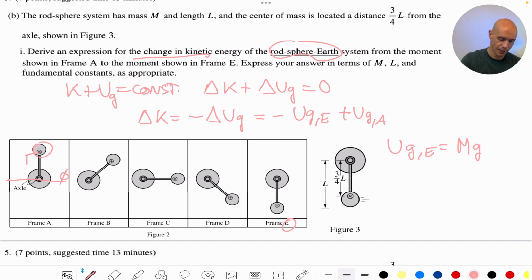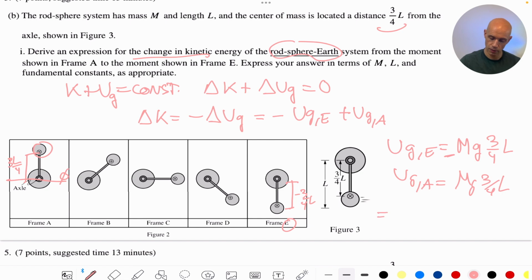And we know that this distance, they say, is 3/4 divided by L, right? So, yes, it's here. Then this is going to be like this. That's at point E. Well, E is in fact below, so it's going to be negative. And then we have mg times 3/4 L.